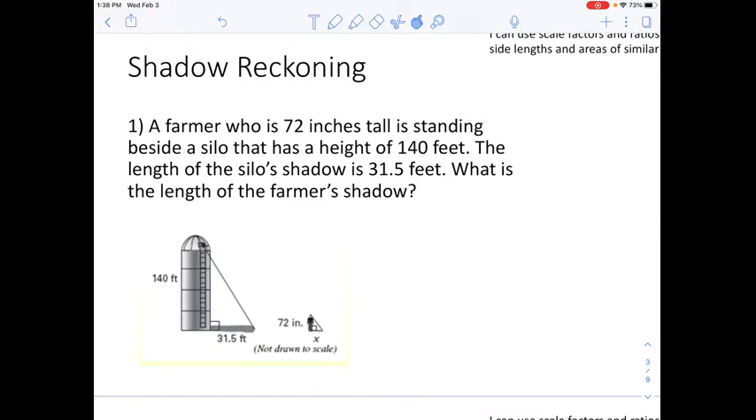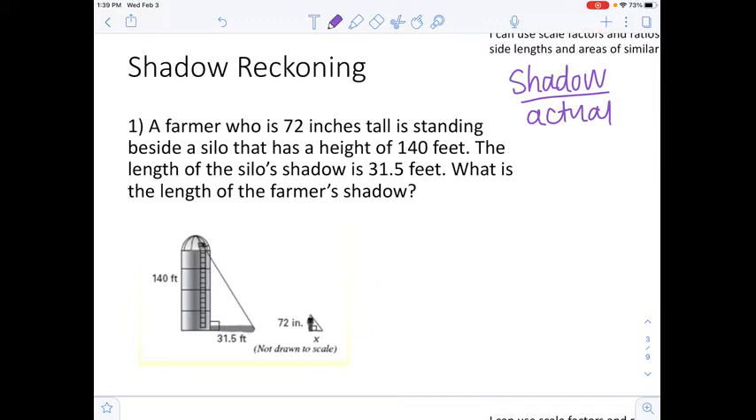The first example says a farmer who is 72 inches tall is standing behind a silo that has a height of 140 feet. The length of the silo's shadow is 31.5 feet. What is the length of the farmer's shadow? So first I should say we've talked model over actual. We've talked image over original. We've talked dilation over original. What we're going to do here is shadow over actual. So anytime we're using shadow reckoning, we're going to use shadow over actual.